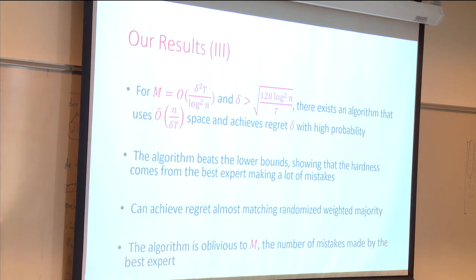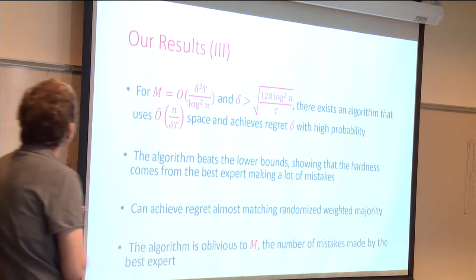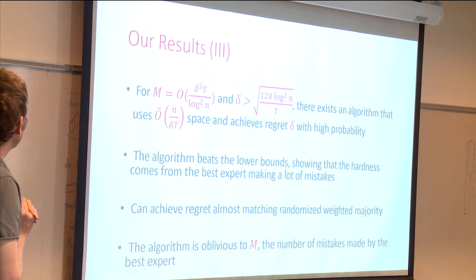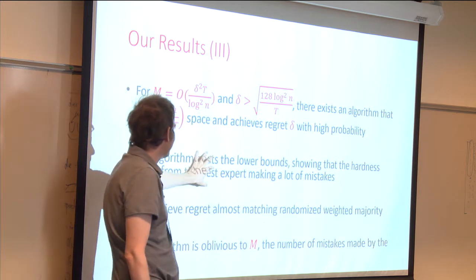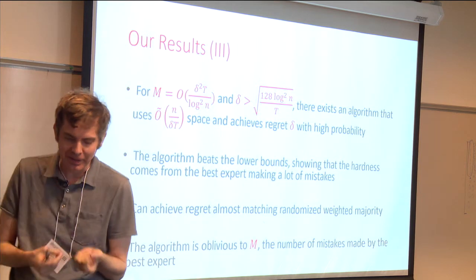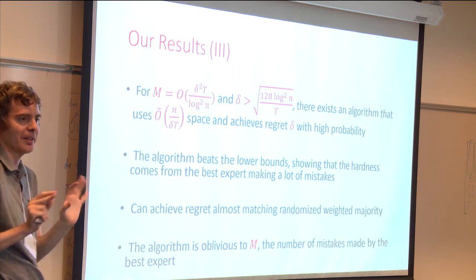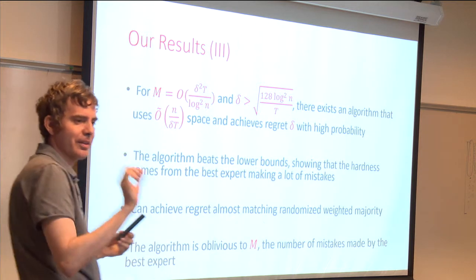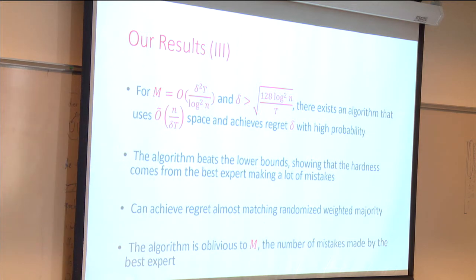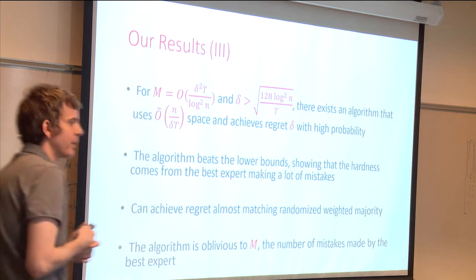Actually, a lot of mistakes, like a lot, but not too much, because then I can just guess, right? Yeah. So the hardness is actually going to come from the best expert making roughly t over 2 minus delta t mistakes. So close to t over 2, a little bit better than guessing, but parameterized by this delta. Any questions? Okay.